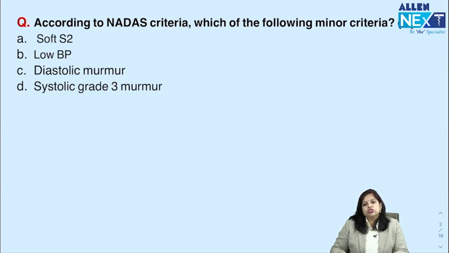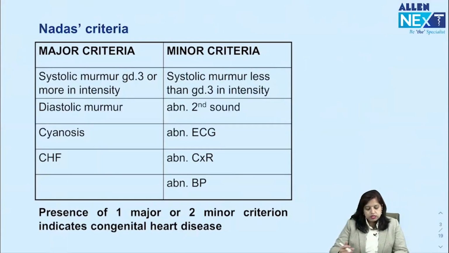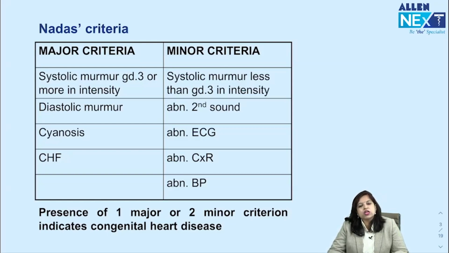So let us look at what are the major and what are the minor criteria. In the major criteria, we have systolic murmur grade 3 or more in intensity, any grade of diastolic murmur, and the presence of CCF or the presence of cyanosis. These are the 4 major criteria. In the minor criteria, we have systolic murmur less than grade 3 in intensity. So if grade 3 is written, it comes in the major criteria; less than grade 3 comes in minor criteria. Diastolic murmur of any grade has already come in major criteria.